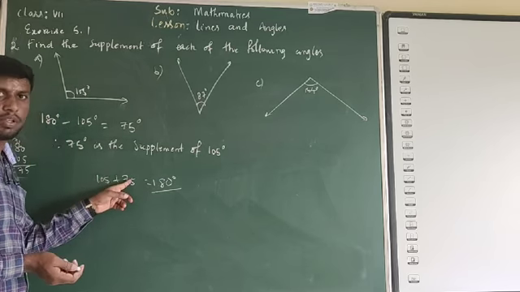So here they have asked to find the supplement of each of the following. The angle given is 105, so 75 must be the supplement of 105. So to get it, subtract whatever angle they have given from 180 degrees. That's it. So again these two will be homework. Okay.